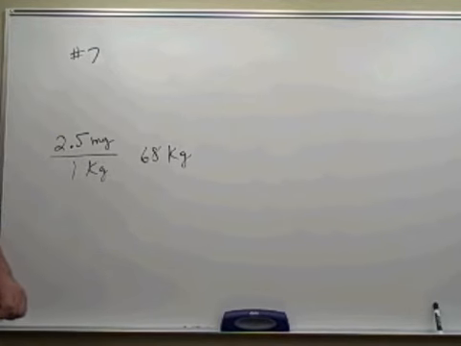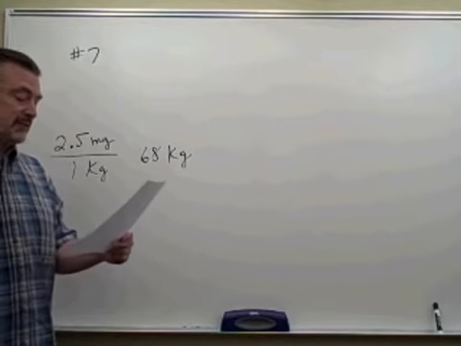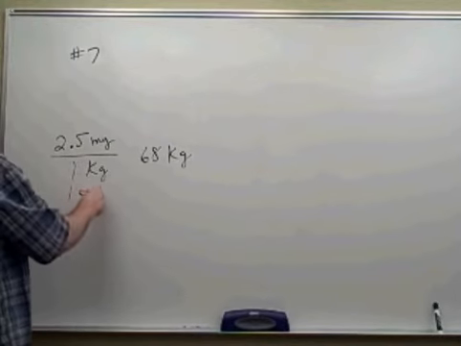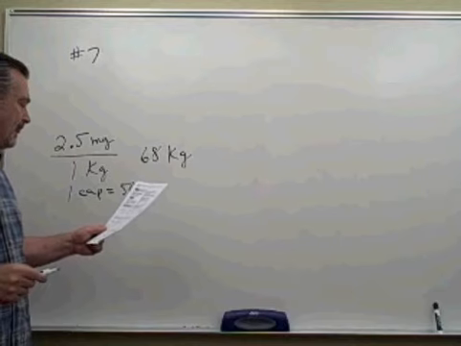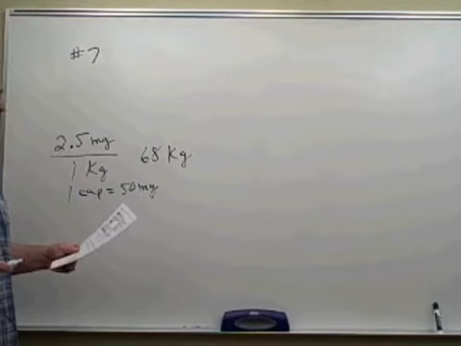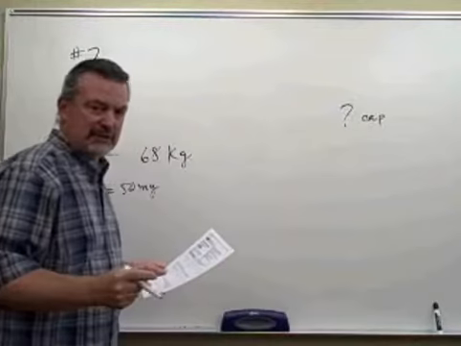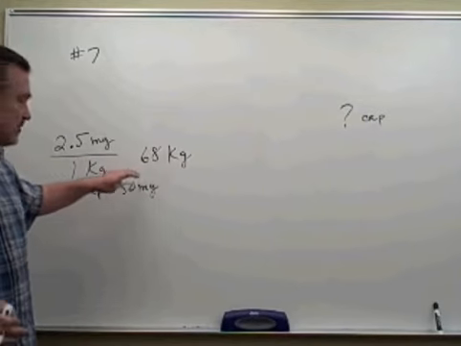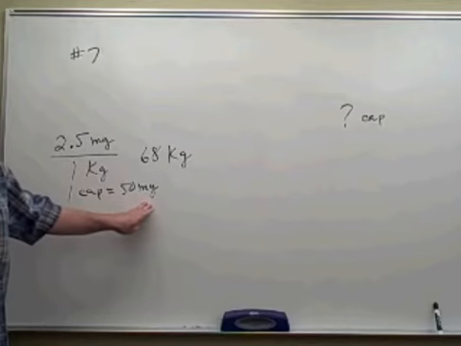Then the problem went on to say each capsule, so we're going to be giving the drug to the patient in capsules, each capsule contains 50 milligrams. Okay? So 1 capsule of the drug equals 50 milligrams. How many capsules would you administer to the patient? So our end question is, how many capsules? How many capsules are we going to give to a patient who weighs 68 kilograms when the drug is to be administered at 2.5 milligrams per kilogram, and we're giving it to them in capsules that each contain 50 milligrams of the drug?